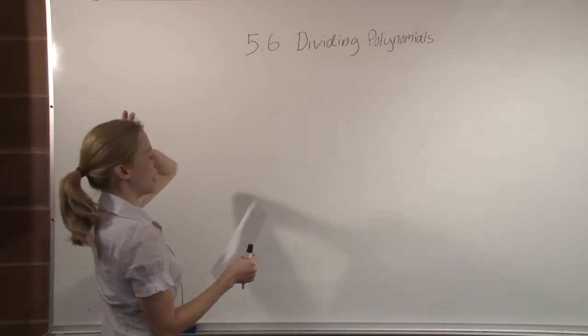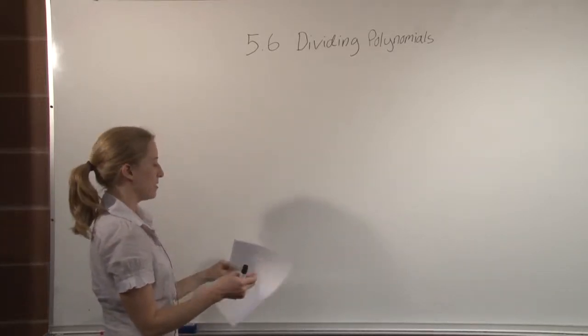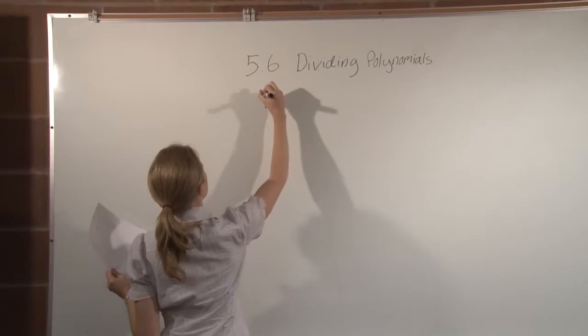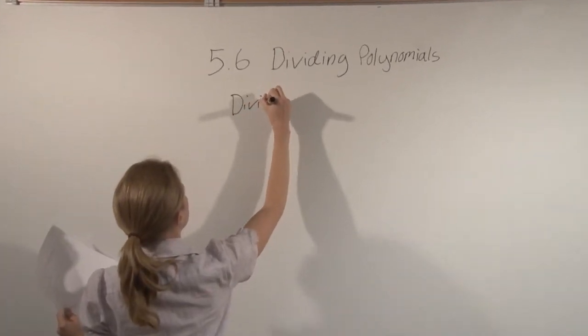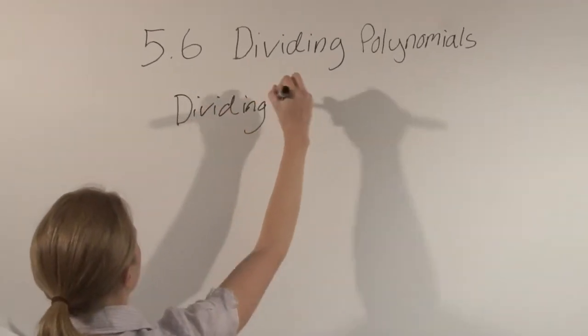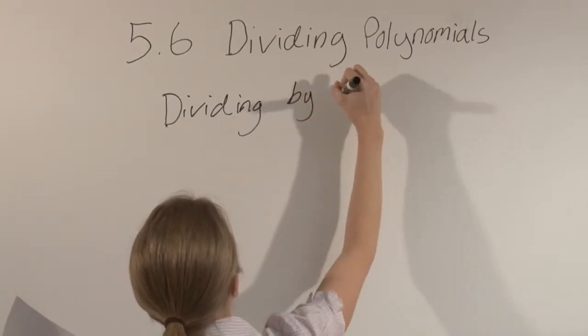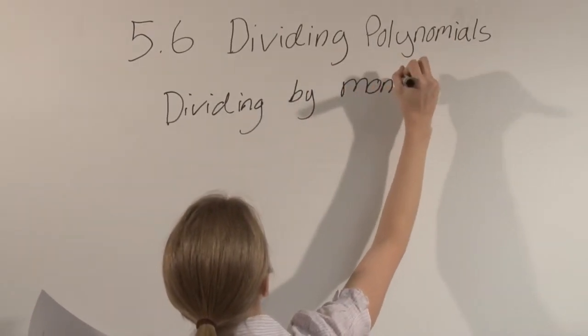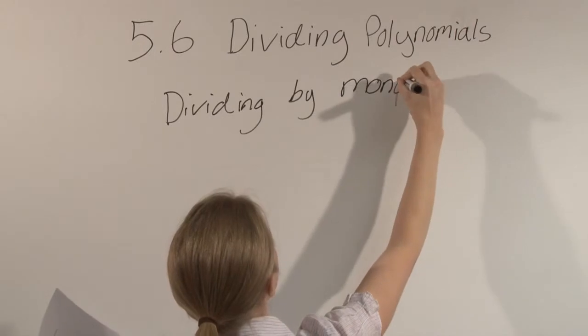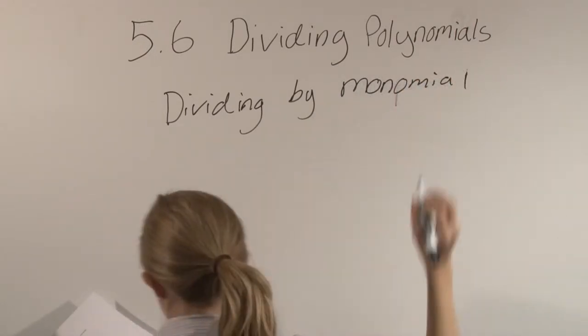This section is 5.6, which is dividing polynomials. So we're going to start with dividing by a monomial, which is a polynomial with just one term. So for this monomial, we can use the property of fractions.